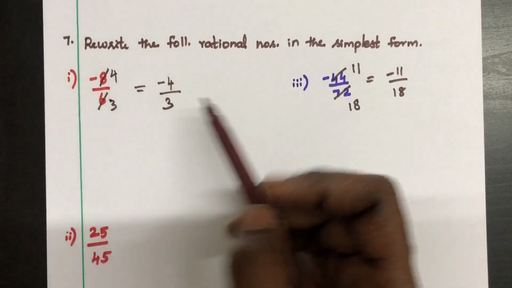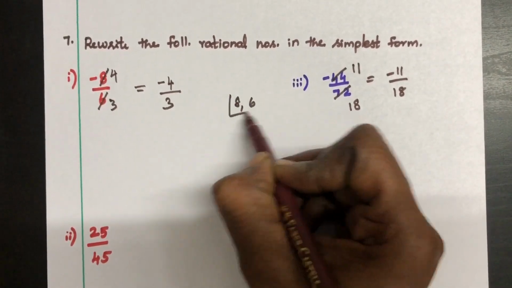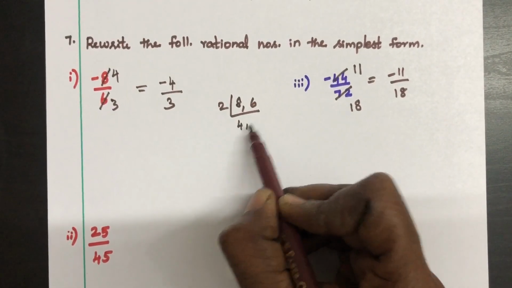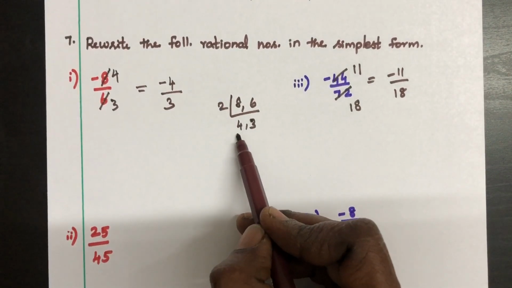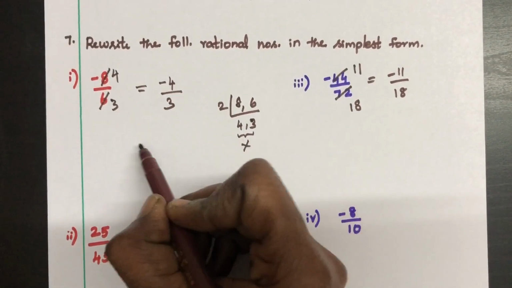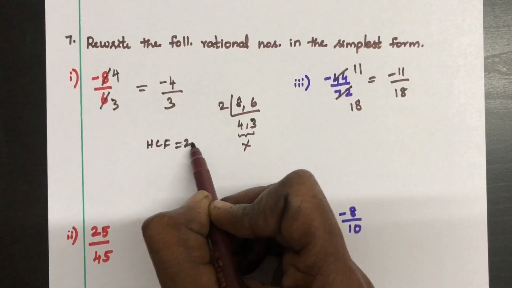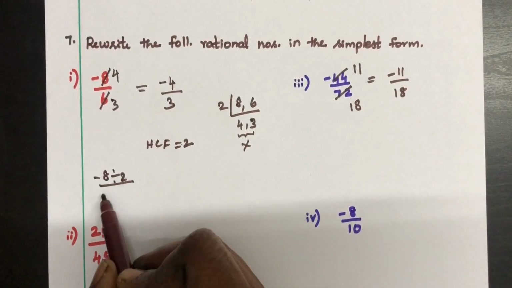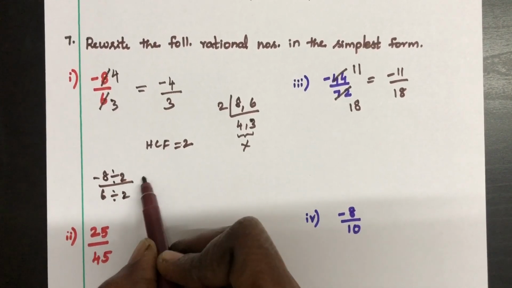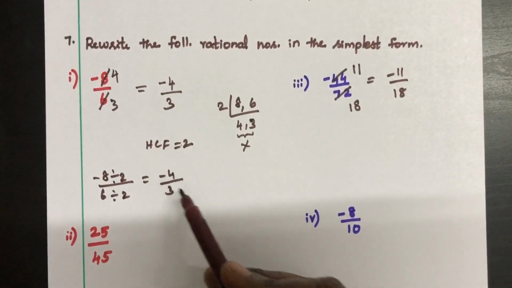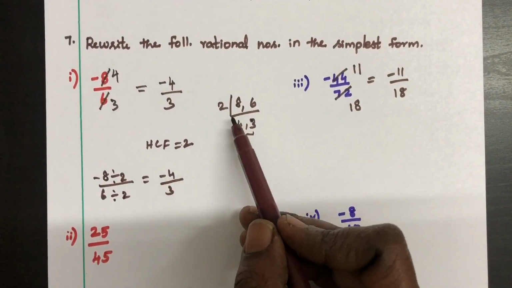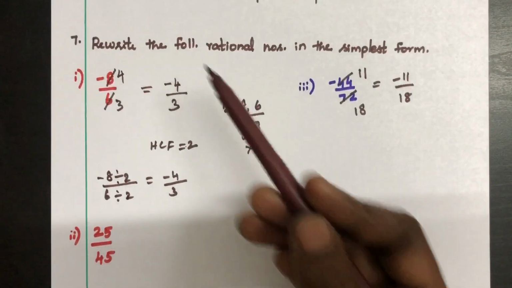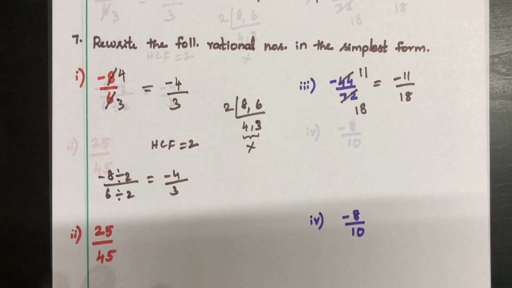See, for example, the HCF of 8 and 6. What is the HCF? Using 2, we can divide these two, right? This is 4 times, 3 times. Here there is no common factor, so leave it, only 2. Here the HCF is 2. So using 2 we have divided. That means minus 8 divided by 2, over 6 divided by 2. This is minus 4 divided by 3. This is the way if you want to go step by step. Otherwise, if you know the cancellation property, you just do it directly. That's all. These are all simple 1 mark questions.